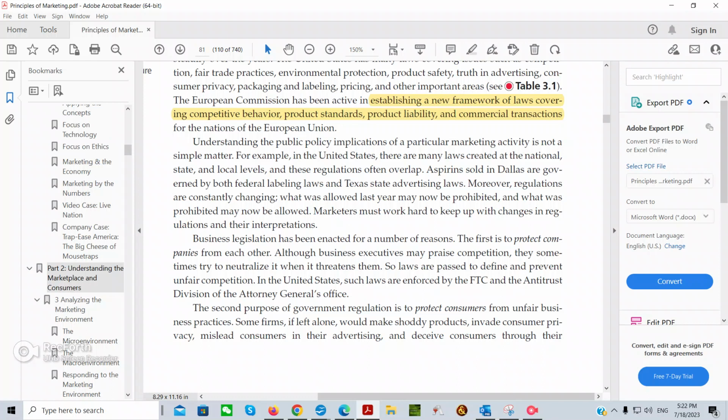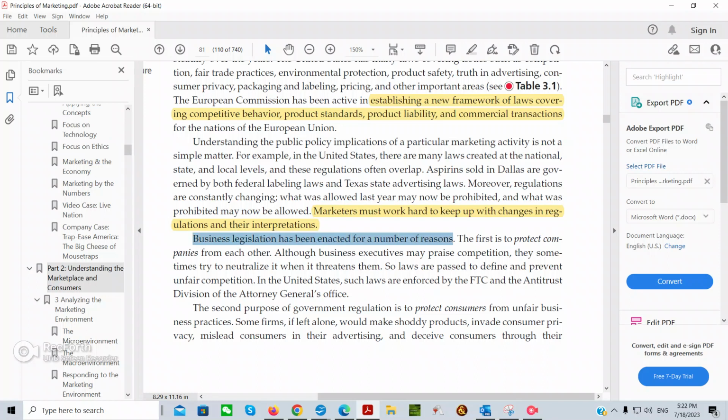What was allowed last year may now be prohibited. What was prohibited may now be allowed. Marketers must work hard to keep up with the changes in regulations and interpretations. Obviously, you don't want to sell anything that's illegal, and you don't want to sell it in an illegal way. Business legislation has been enacted for a number of reasons.